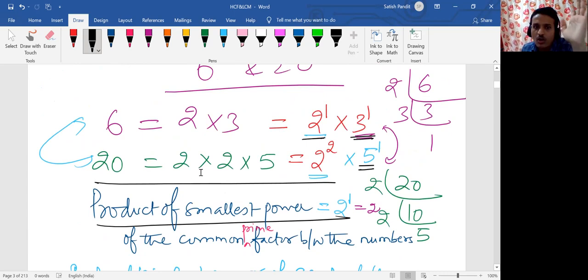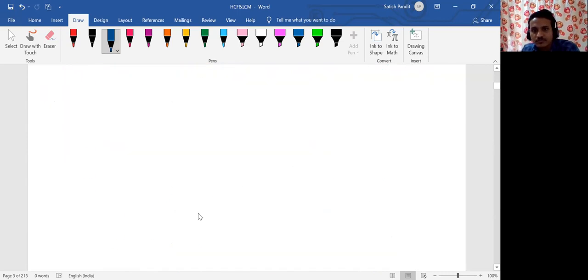So when you are finding out the HCF, we have to see the smallest power of the prime factors which are common to both. First of all, the prime factor should be common, and we have to choose the smallest power of that, and we have to multiply if there are more than 2 factors. You understand? Let us see another example so that it becomes clearer.